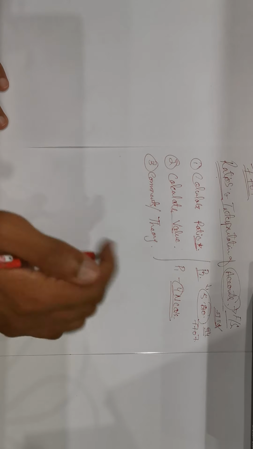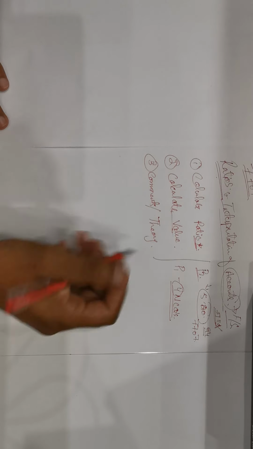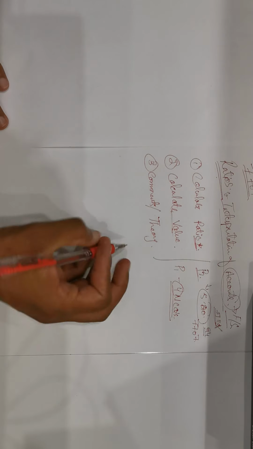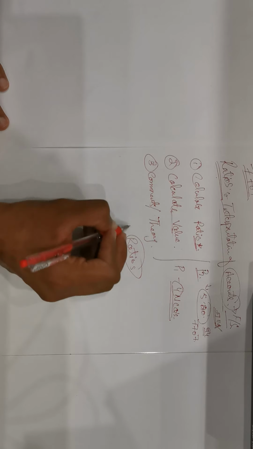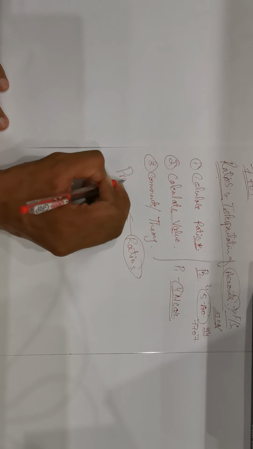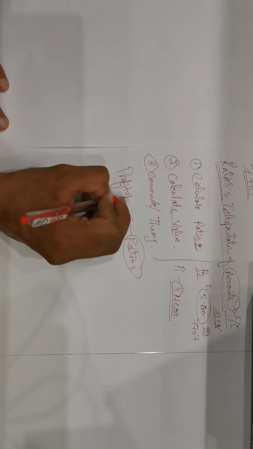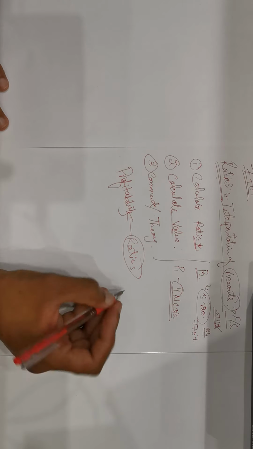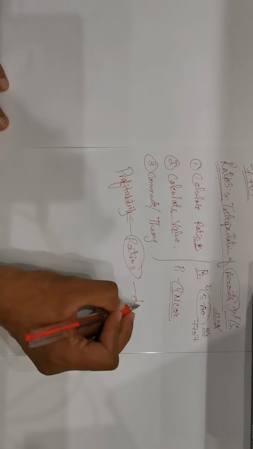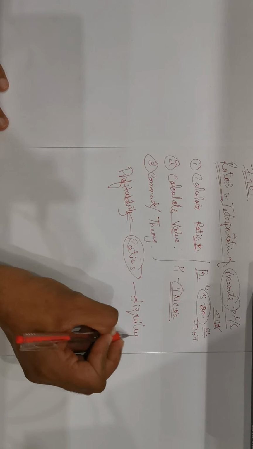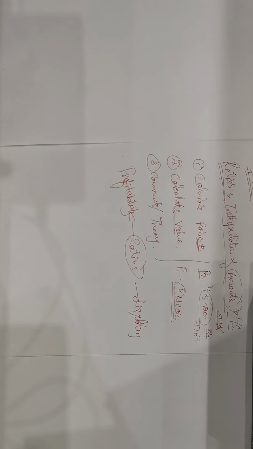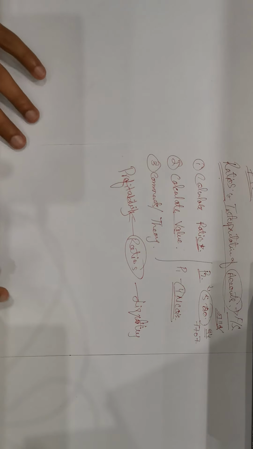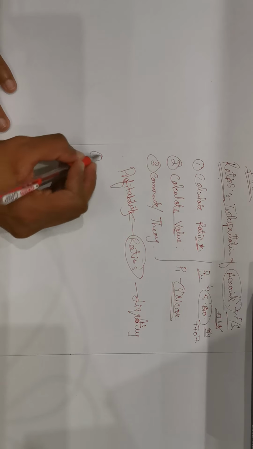Now, in our syllabus, the ratios are categorized into two types. The first type is profitability, and the second type is liquidity. Apologies for my spellings. The second type is liquidity.